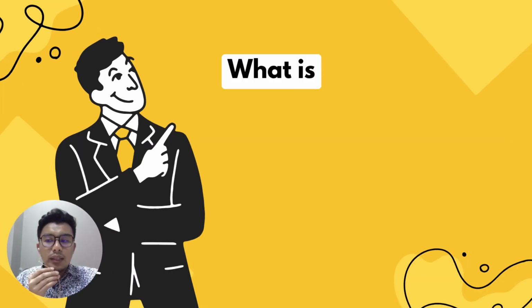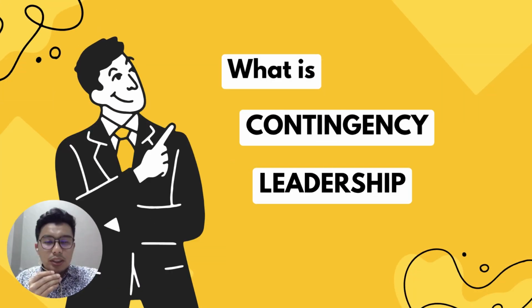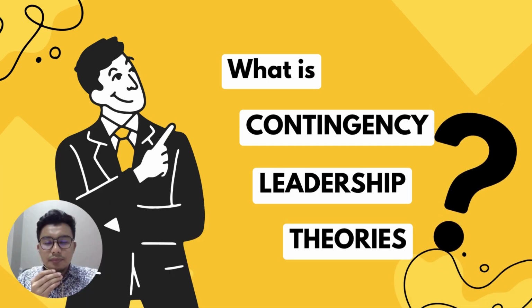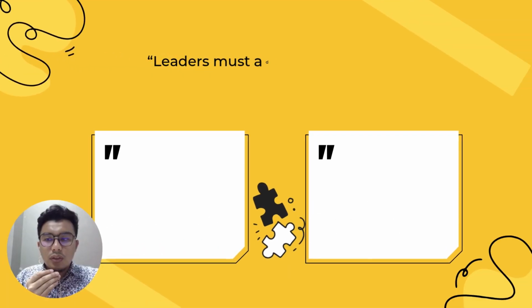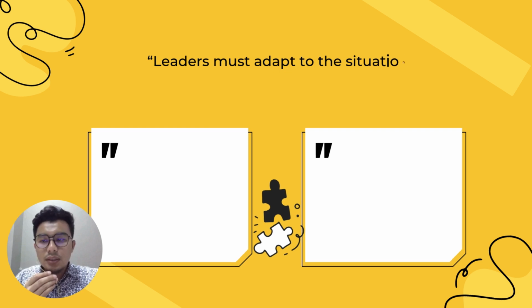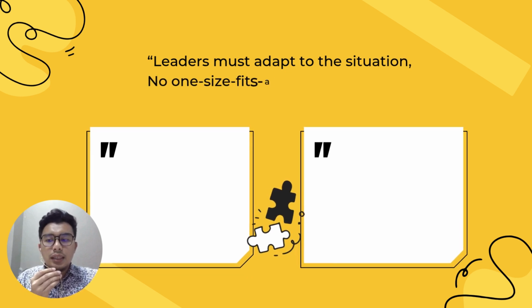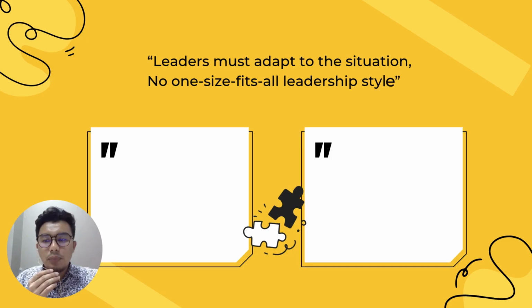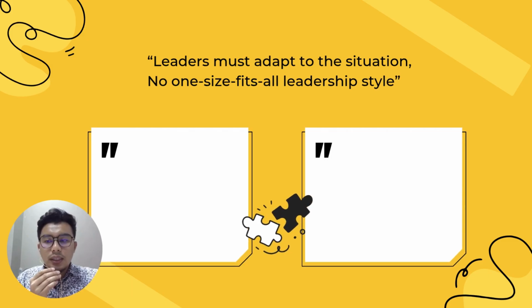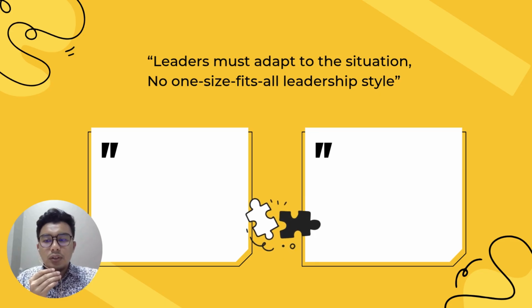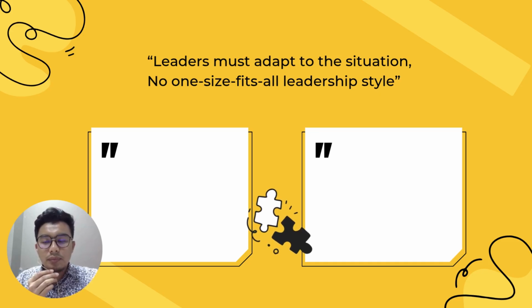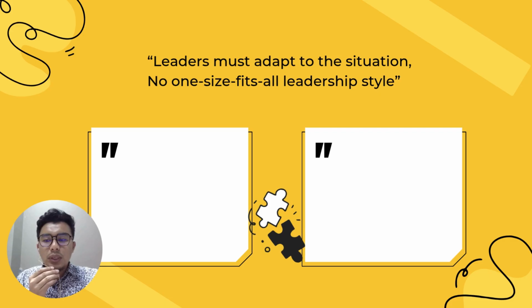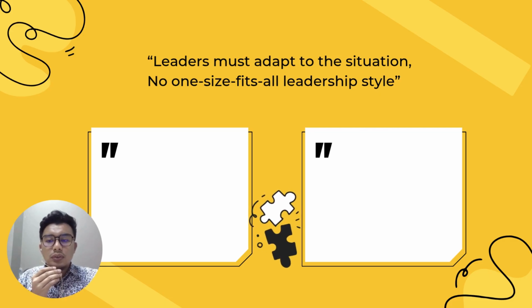So, what is contingency leadership theory? Contingency leadership theory is a theory that suggests that there is no single best way to lead. Instead, the effectiveness of a leader depends on how well their leadership style matches the situation. There are two major contributions to this theory.